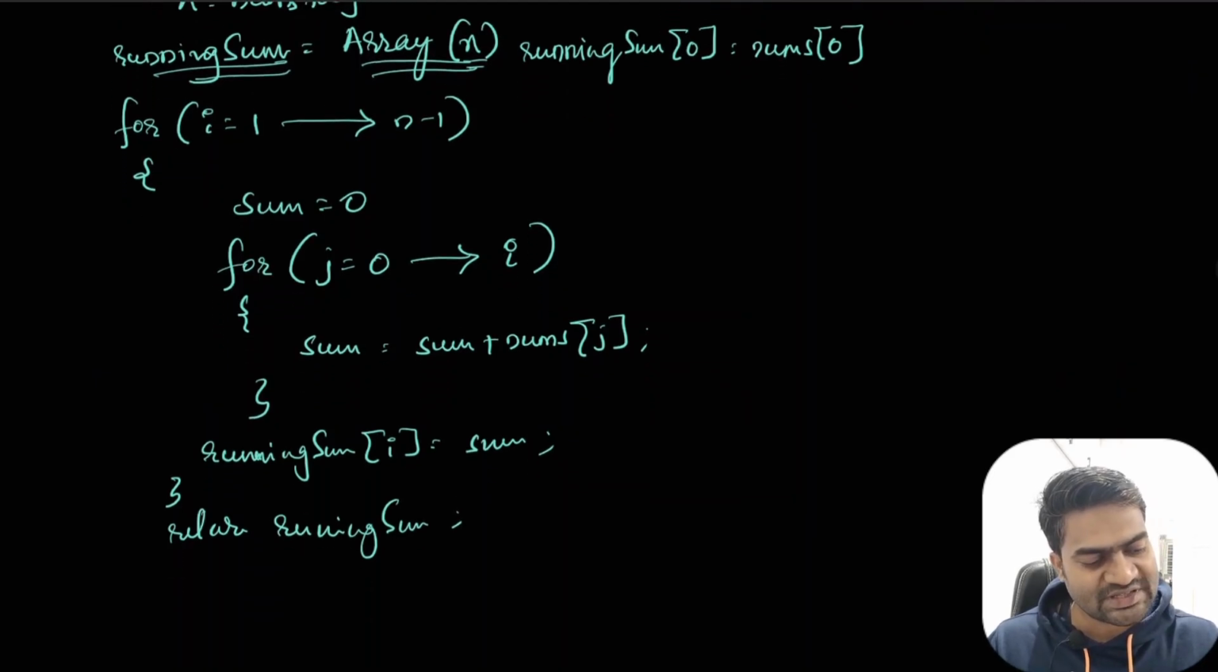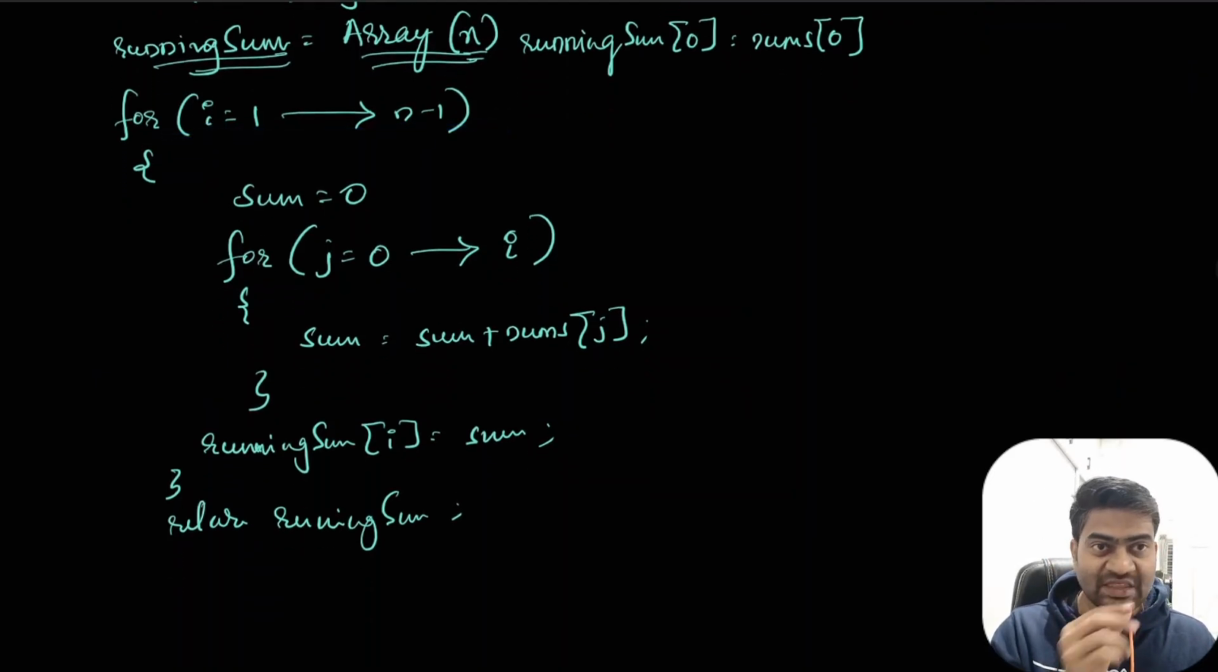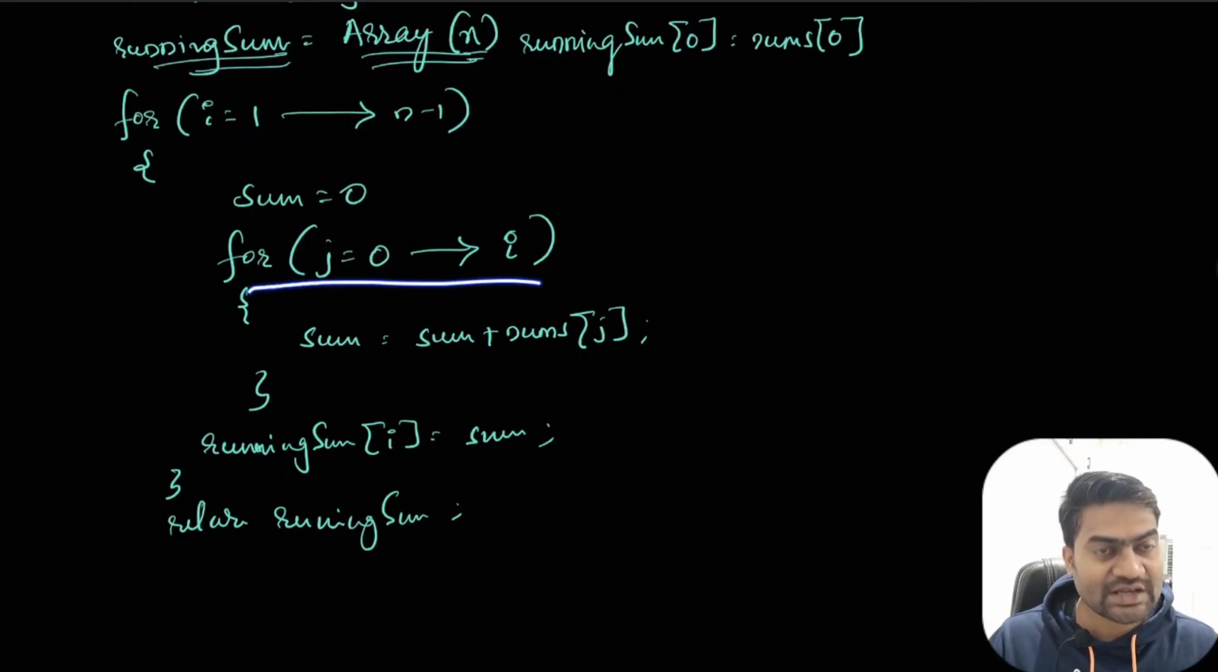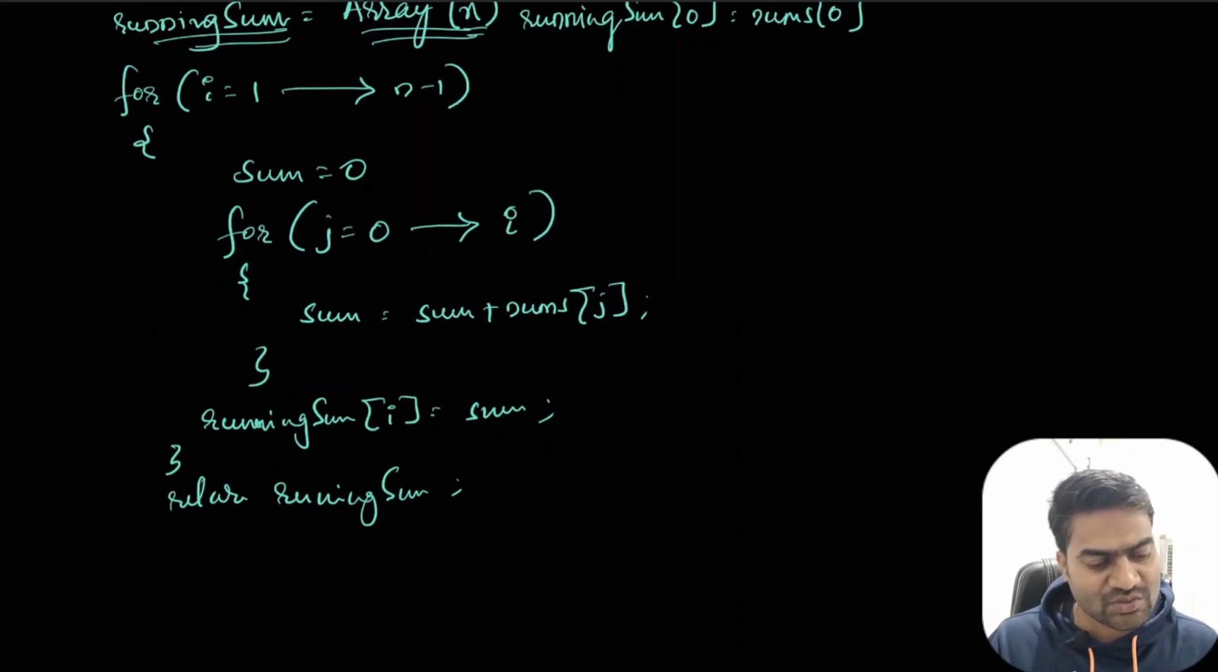So basically what we did: one loop to place the sum value, and another one to iterate from the 0th index till that number to sum up the values. Now if you see the time complexity, our time complexity here will be of order n square.